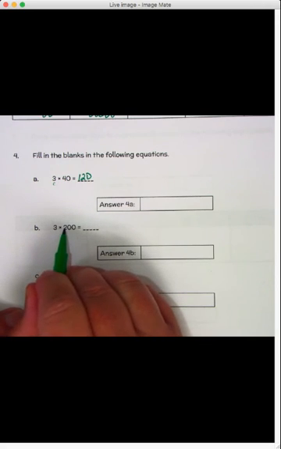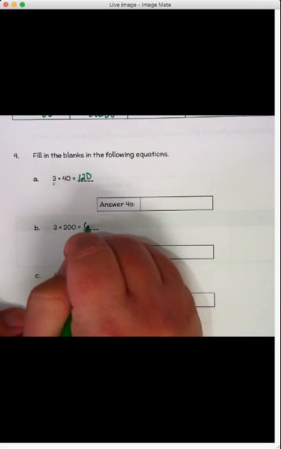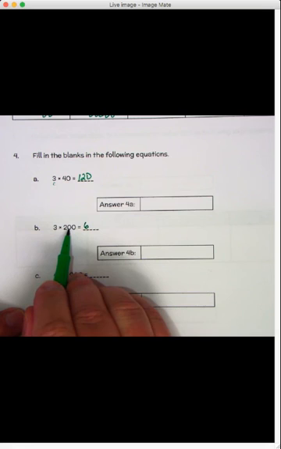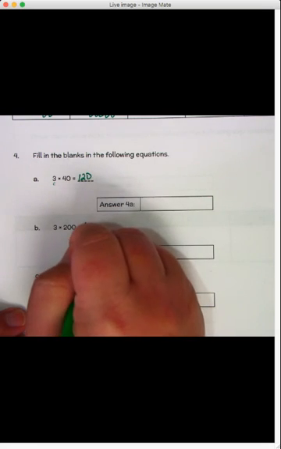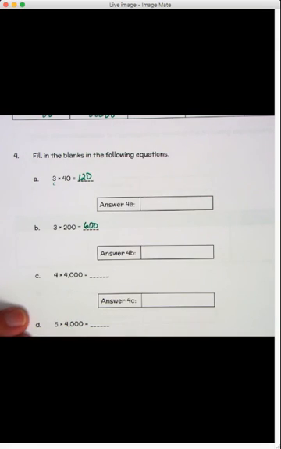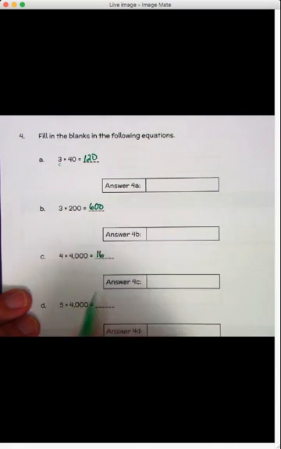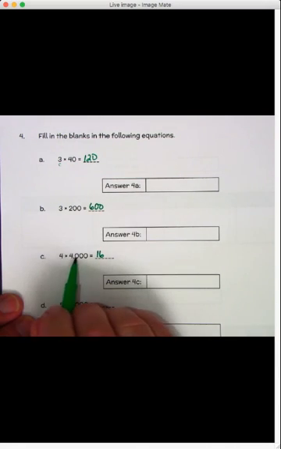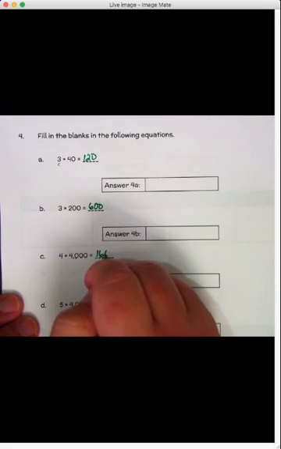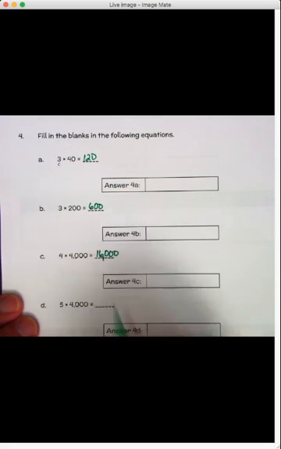Okay, 3 times 2 is 6. How many zeros are we going to add? 1, 2. 600. 4 times 4 is 16. How many zeros are we going to add? 1, 2, 3. 16,000.